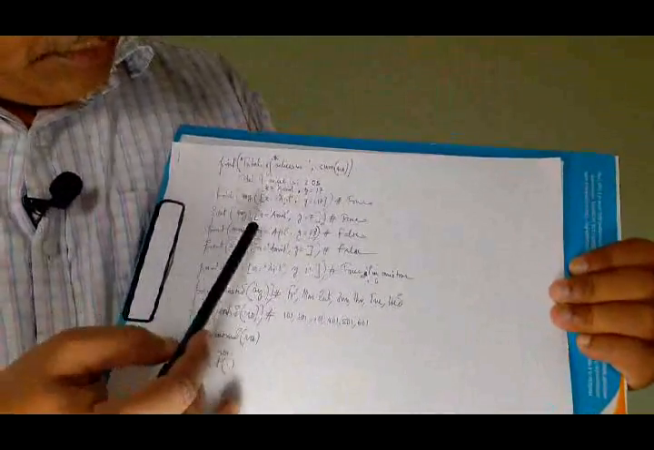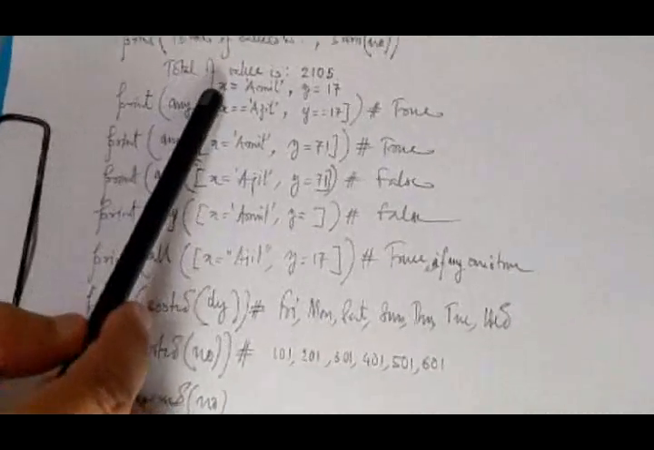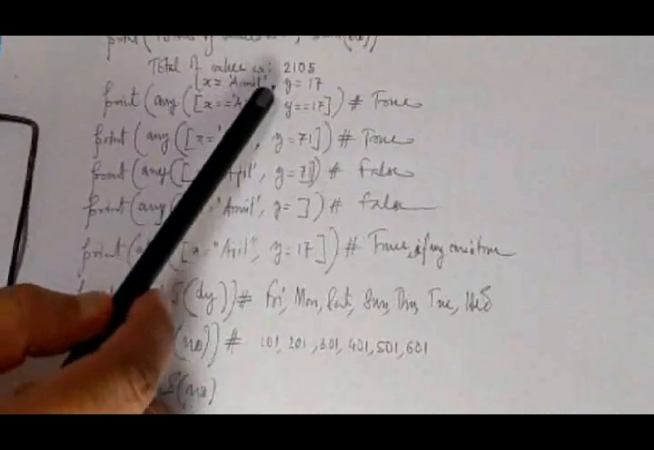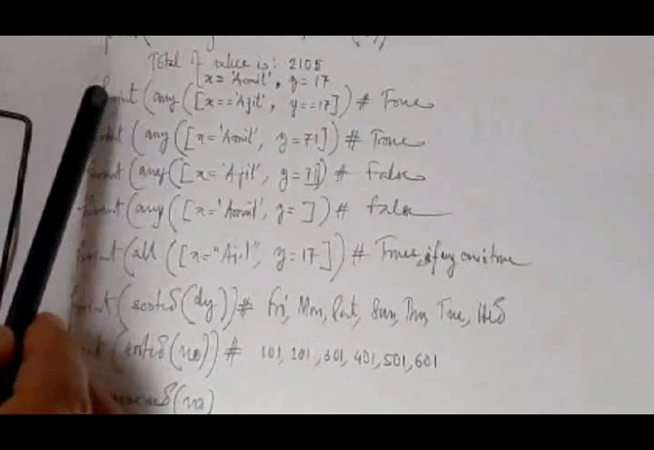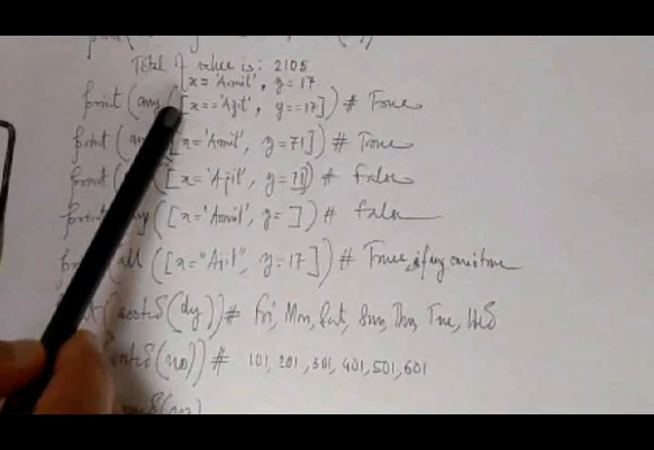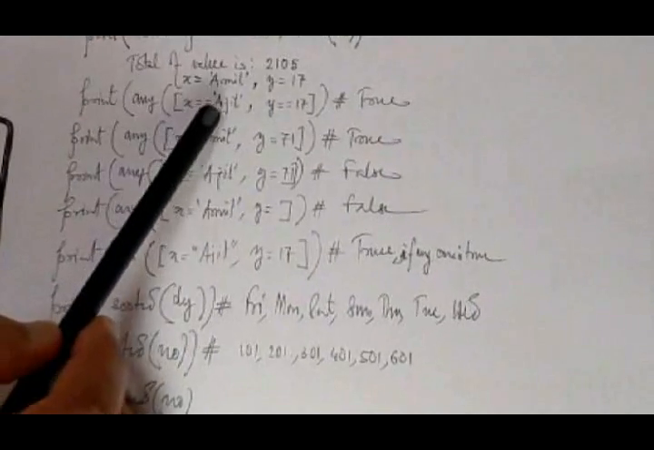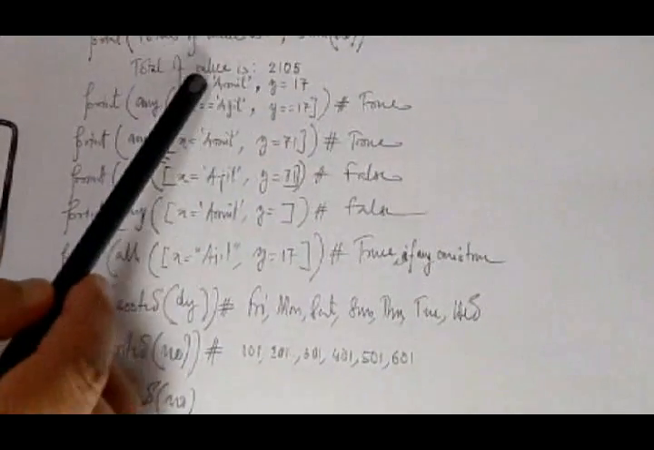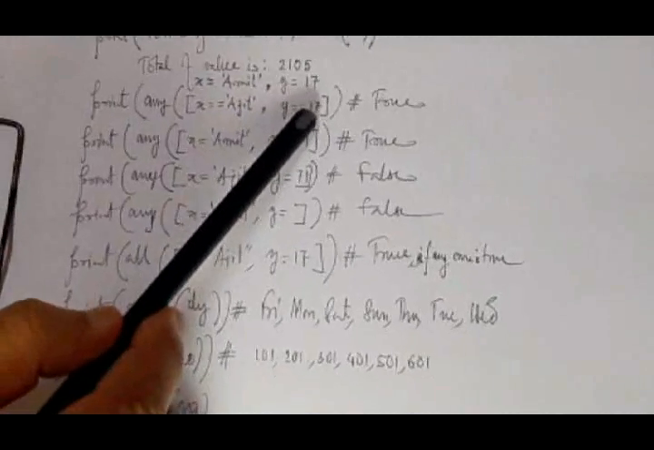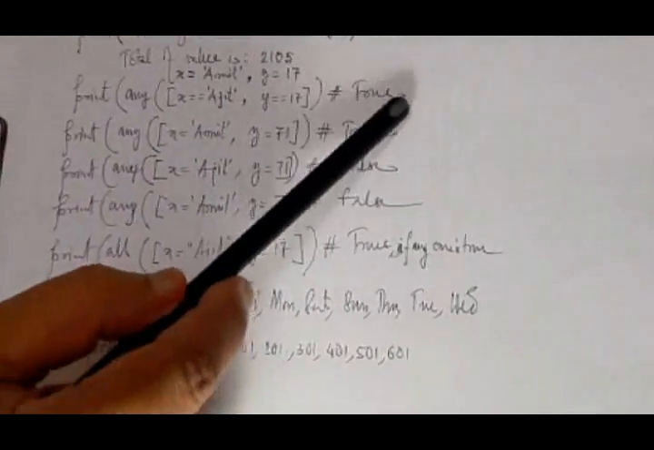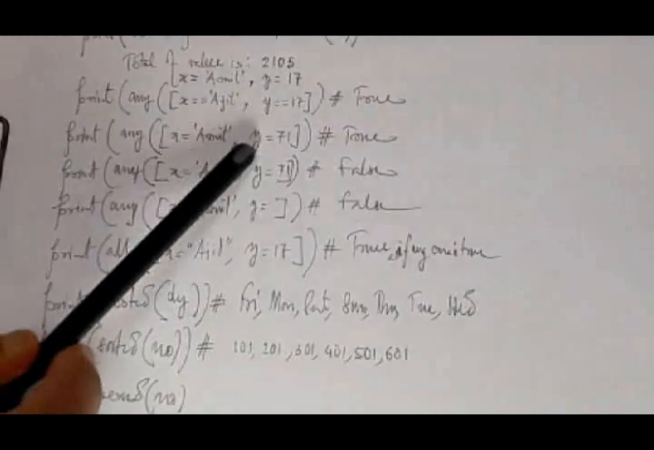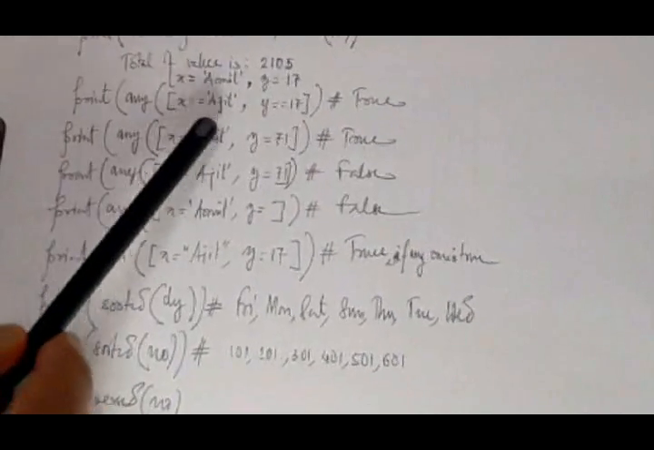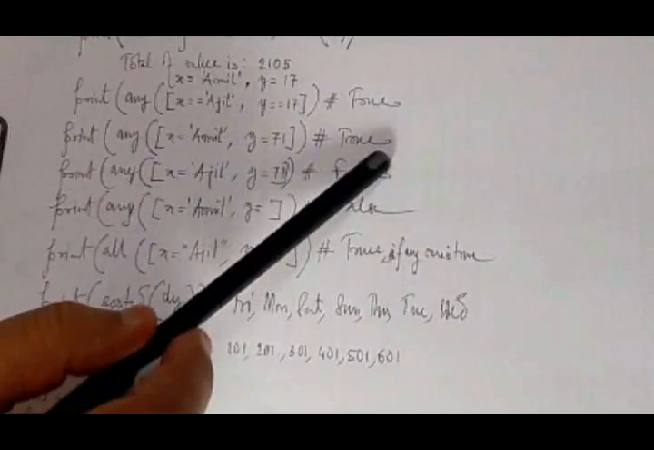Let us see. Say as a variable x, value is Amit, variable y, value is 17. Now print any, under parenthesis, x equal to Ajit, so the value is not matching, comma, y is equal to 17. One value is getting matched, so the output will be true. Next, any, x is equal to Amit, y is equal to 71. So this value gets matched, this is not getting matched, true.